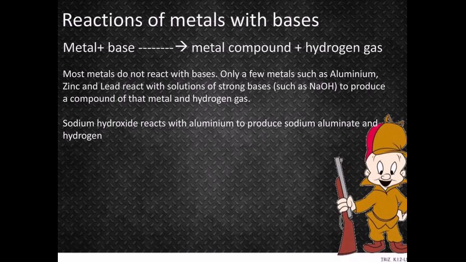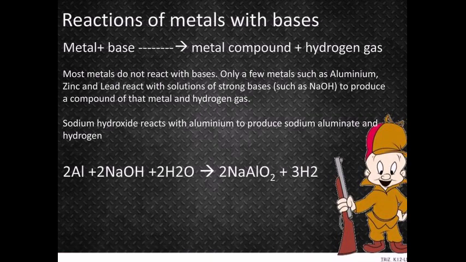Sodium hydroxide reacts with aluminium to produce sodium aluminate and hydrogen. 2Al + 2NaOH + 2H2O gives 2NaAlO2 + 3H2.